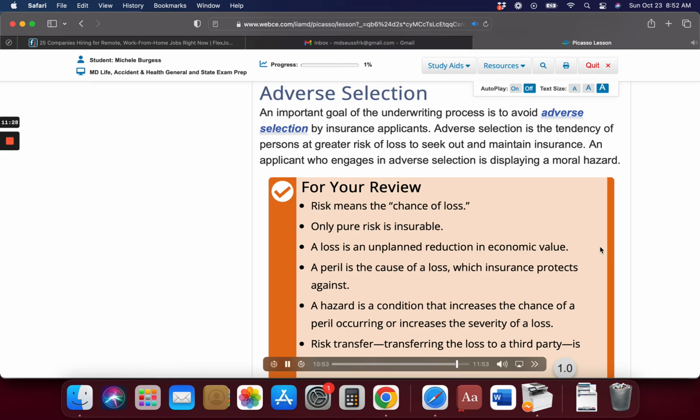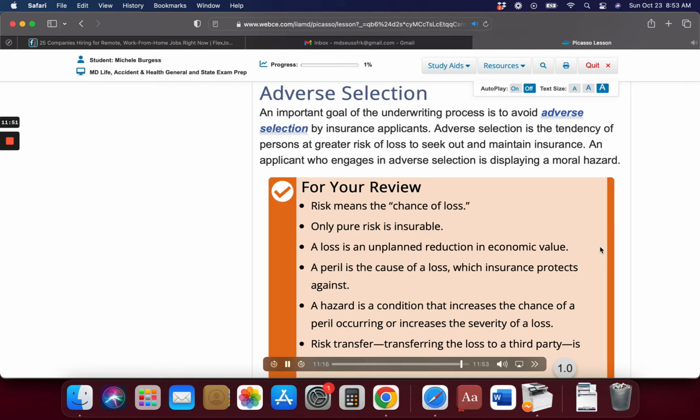For your review. Risk means the chance of loss. Only pure risk is insurable. A loss is an unplanned reduction in economic value. A peril is the cause of a loss, which insurance protects against. A hazard is a condition that increases the chance of a peril occurring or increases the severity of a loss.